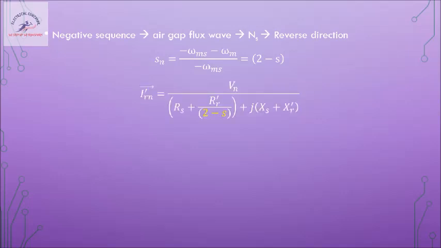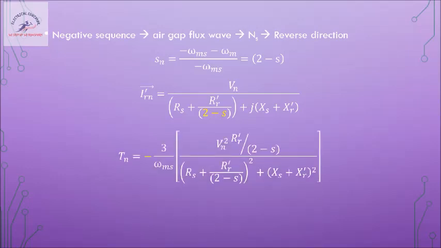Next, the negative sequence rotor current is given by this particular equation. Note down the term 2 minus s properly. This is from the previous equation: wherever there was s, we have replaced it by 2 minus s. Then from this, the negative sequence torque will be negative, because the omega ms term is negative here. So what is the meaning of negative torque? It means that it is pulling back the rotor, or opposing the movement of the rotor. So negative sequence components are harmful for the production of torque.